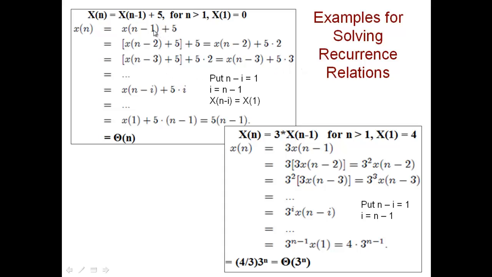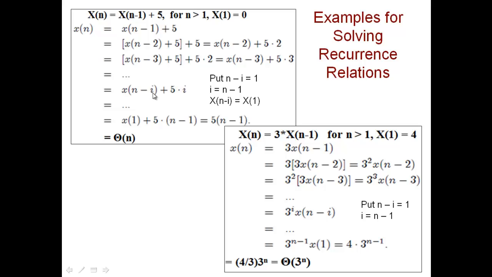Now you see a trend here. If it is 1 inside, x of n minus 1, we have 5 times 1. If we have x of n minus 2, we have 5 times 2. If it is x of n minus 3, we have 5 times 3. So this will help us come up with a general relation: x of n is x of n minus i plus 5 times i. Okay, and now we can keep going all the way to this terminating condition.